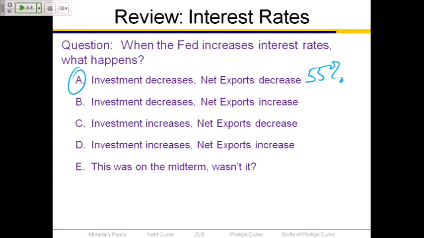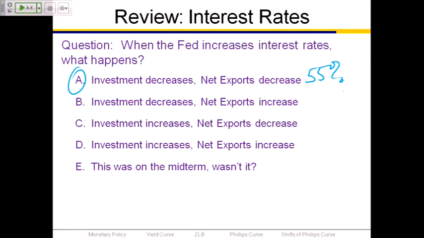So when the Fed increases interest rates, increases in interest rates are contractionary policy. Contractionary policy means those are things that are contracting or shrinking GDP. They're things that are contracting or shrinking aggregate demand. Higher interest rates have the same effect on net exports as they have on investment spending. So if you get the investment spending part, the net exports are going to go in the same direction. It's not as if interest rates have opposite effects on two different components.